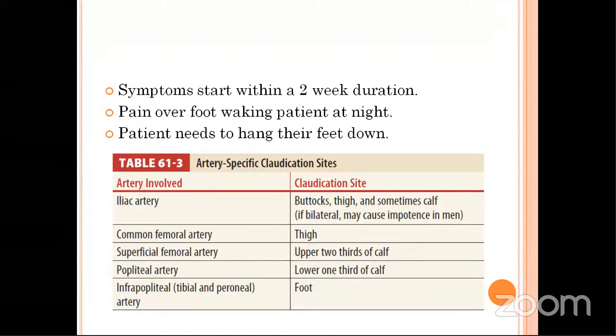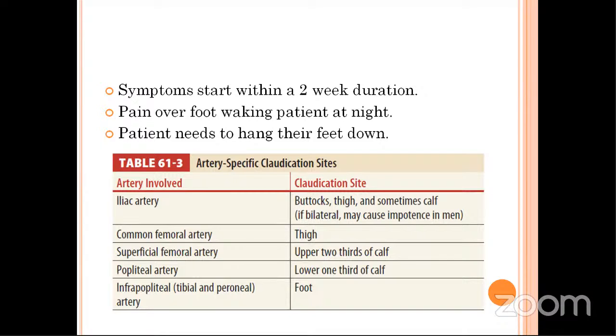In acute limb ischemia, the symptoms usually start within a 2-week duration. From history, there is a sudden severe pain over the foot, which will wake the patient during sleep. Also, the patient will describe that he finds comfort when he hangs the leg down from the bed. And depending upon the site of pain, we can identify which artery is involved.